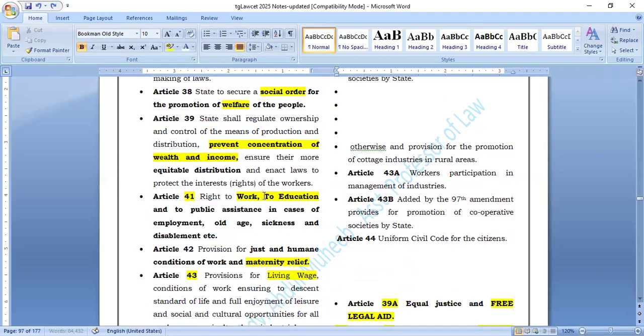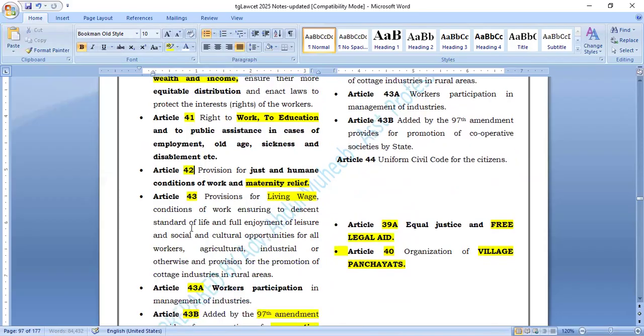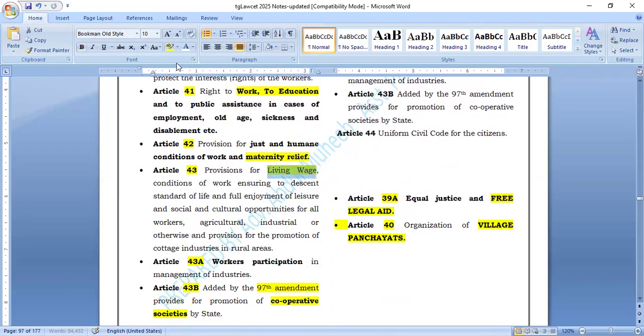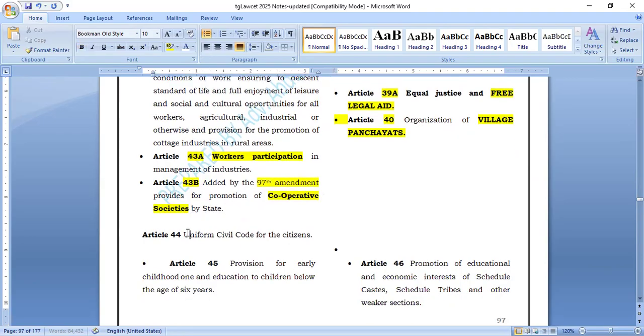What is Article 41? Work and education. What is Article 42? Maternity relief. 43: living wage. 43A: workers' participation. 43B: added by the 97th Amendment, cooperative societies. Article 44: UCC.